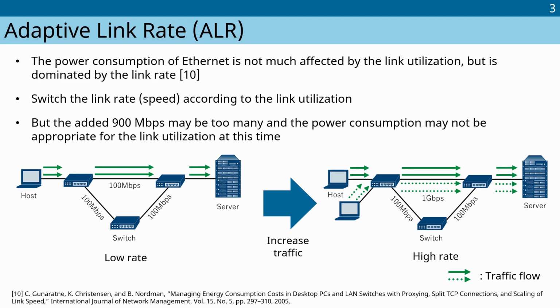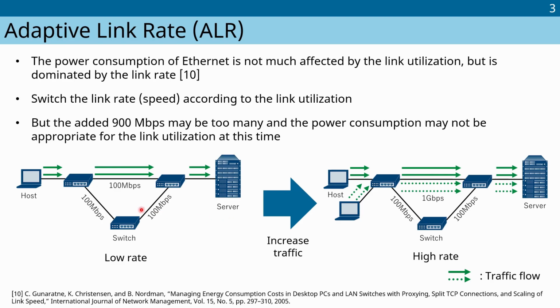In Ethernet, the power consumption is not much affected by the link utilization, but is dominated by the link speed. So ALR switches the link speed according to the link utilization. In ALR, all link rates are set to the low rate at first. In this slide, there are two paths between the host and the server. All links are gigabit Ethernet, and the low rate is 100 megabits per second.